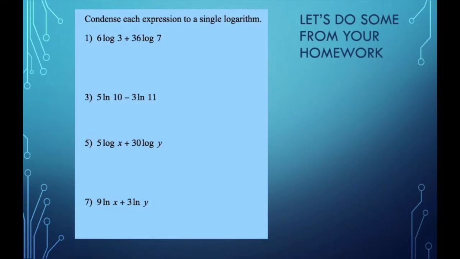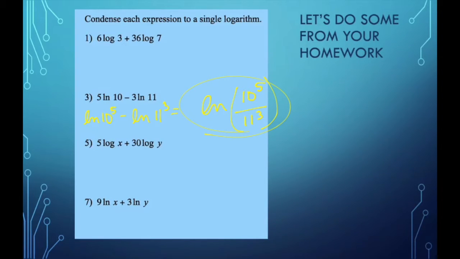Okay, number 3. We have this 5 in front and the 3 in front, and we can take both of those and put them as exponents on top. So we will have ln 10 to the 5th minus ln 11 to the 3rd. Now this time we have a subtract. Last time we had an add. And so our rule said that when we subtract, we can condense it by dividing those two. So we're going to turn this into ln 10 to the 5th over 11 to the 3rd.